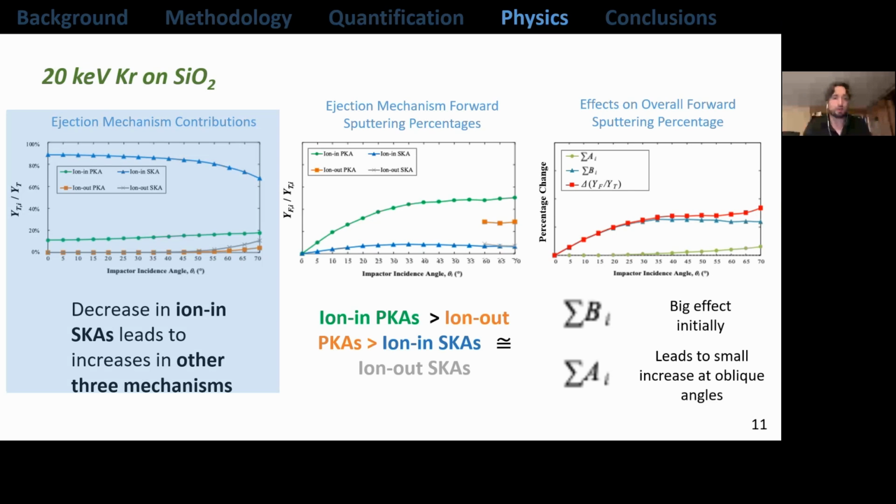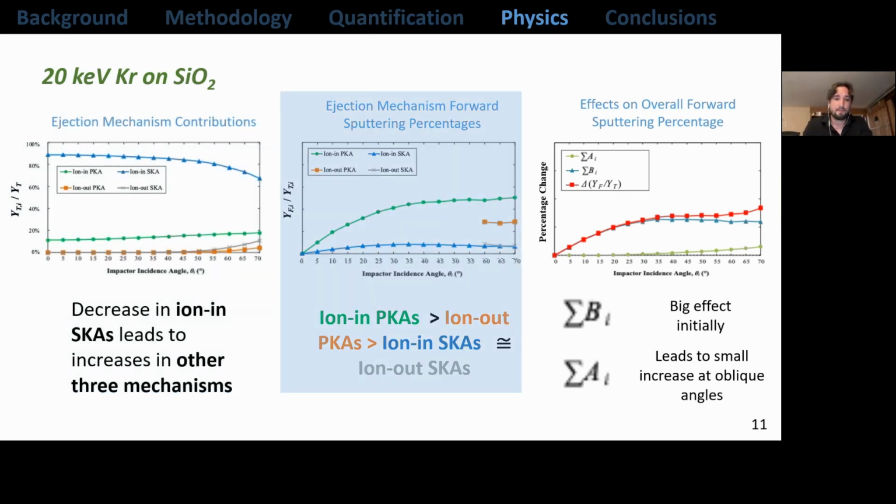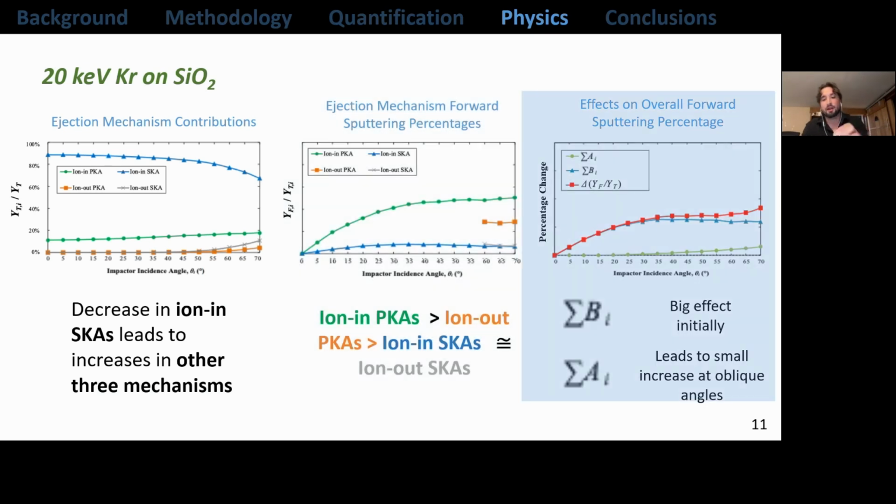So for the krypton and silicon dioxide case, it's similar. You get a change in the percentage of ion in SKAs, a decrease in ion in SKAs sputtered forward. Again, ion in PKAs are the leading mechanism. And again, we see that ejection mechanism contribution changes, unlike the hydrogen case, never really become an effect that influences the overall forward sputtering percentage much at all.